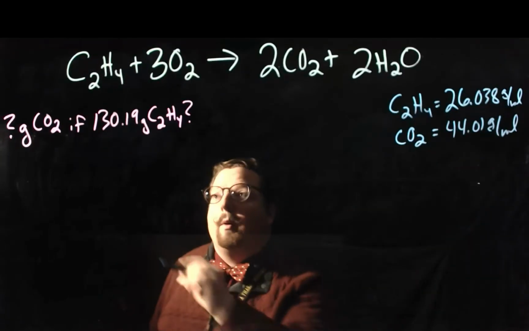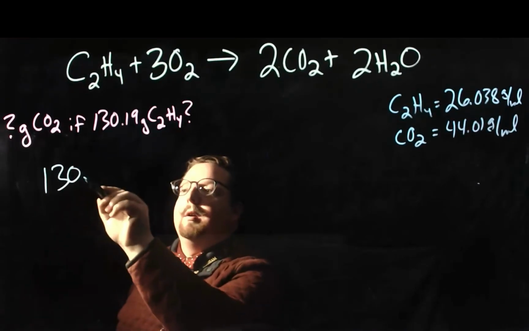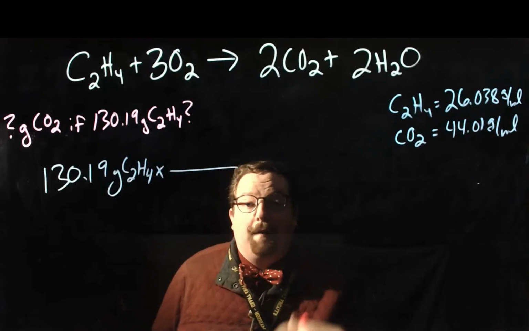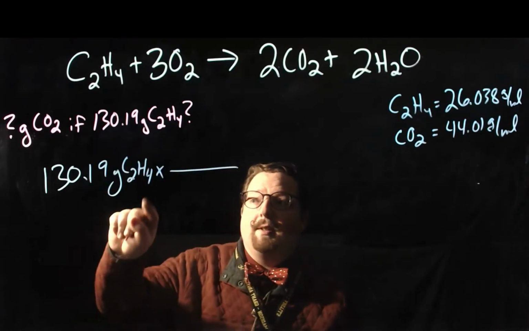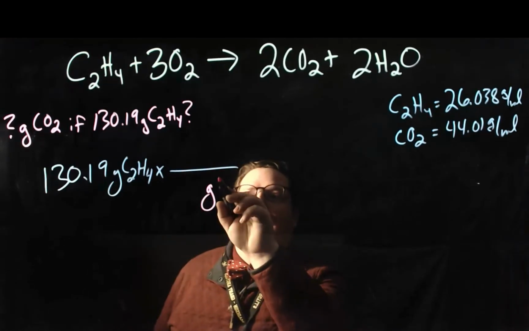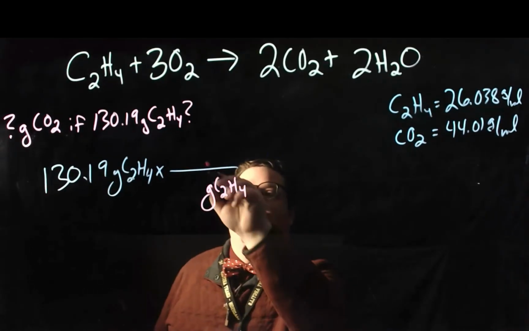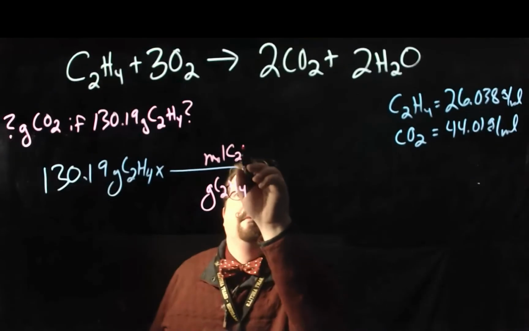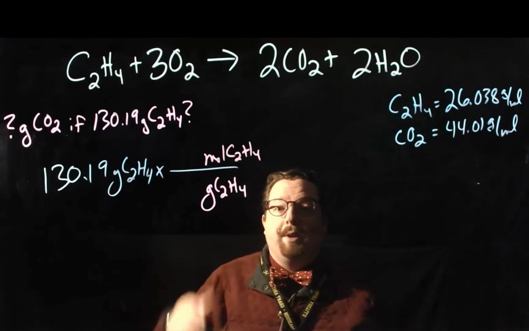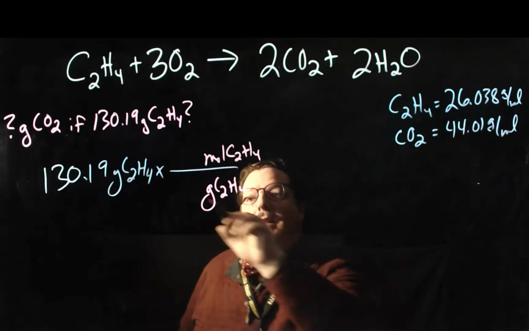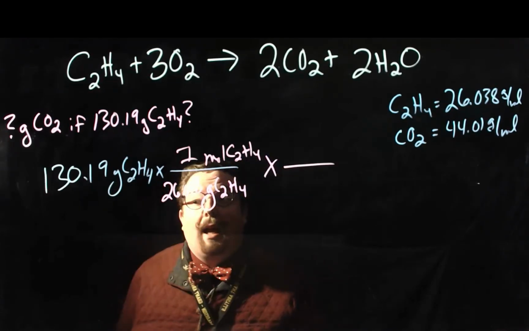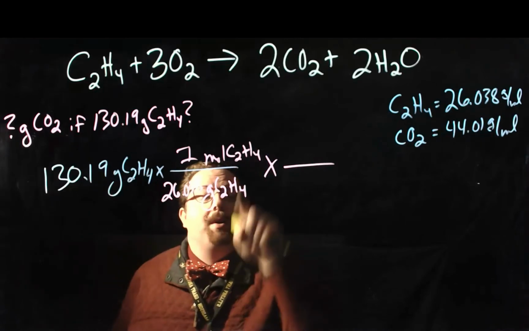So start with what we know. We're going to start with 130.19 grams of C2H4. Our first step to doing these is to convert from grams of C2H4 to moles of C2H4. So we want grams on bottom and moles on top. According to our molar mass, which is what we use for this first step, there are 26.038 grams for every 1 mole. Now that we've canceled out the grams, we're left with moles of C2H4.